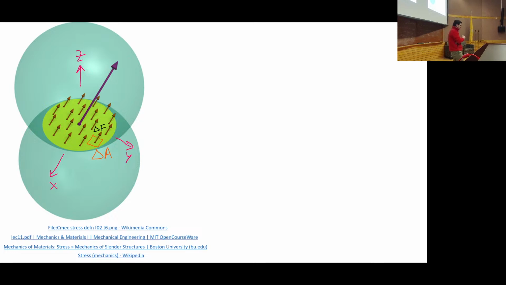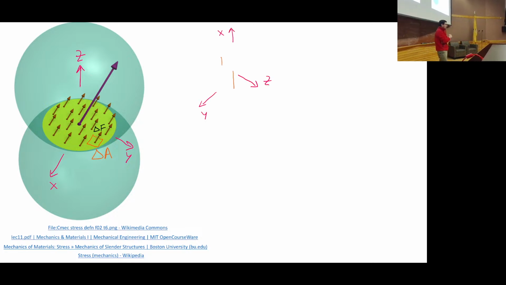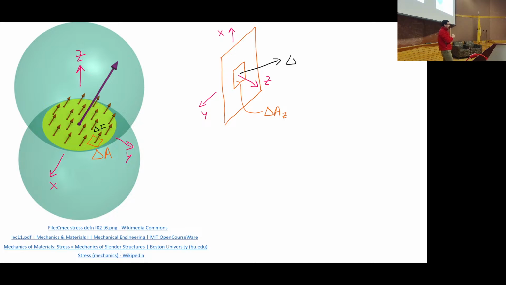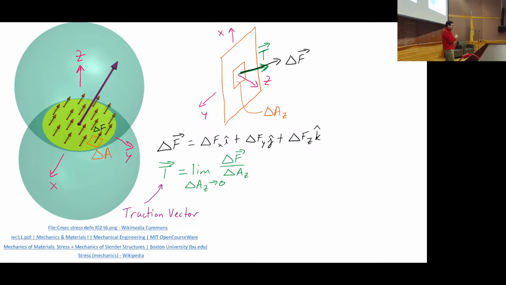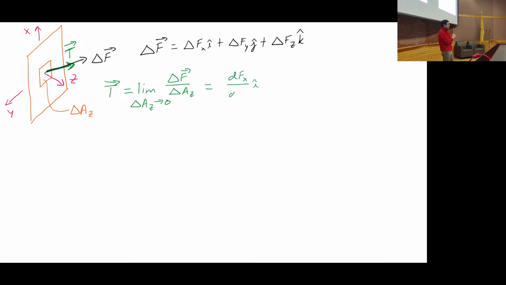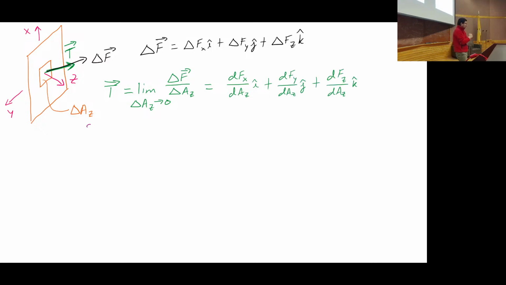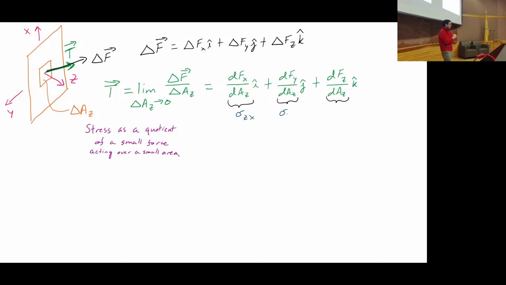If you took mechanics and materials, when you have them, and if not, you can ask your buddies for where they are. So again, we have like this traction vector, this small force, and then we are describing it and shrinking down the area over which it's acting, and then we have the ability to then put this into components in the I, J, and K directions, and we can think of the stresses as a quotient of these small forces acting over these small areas.